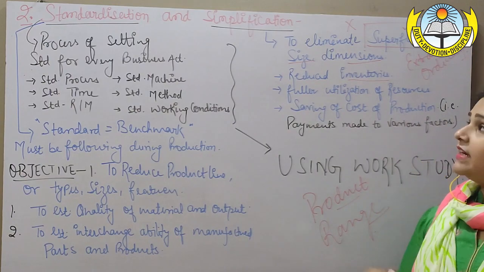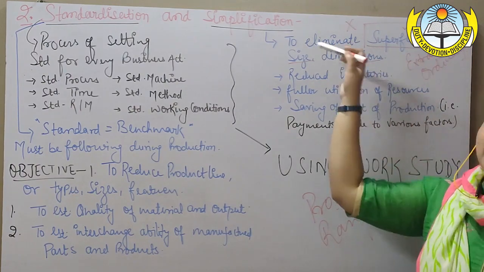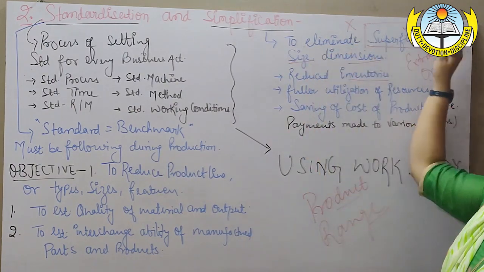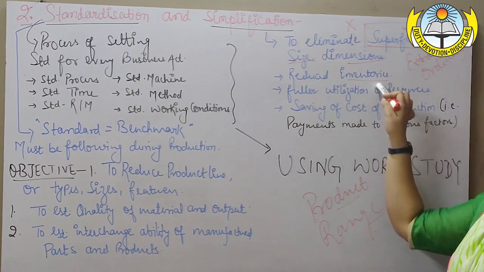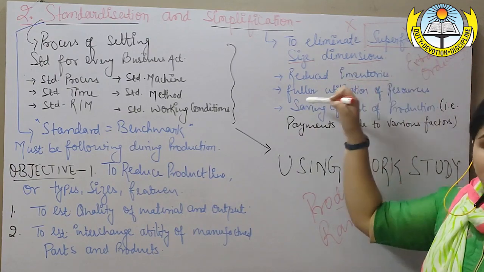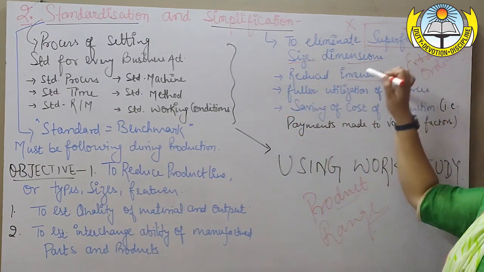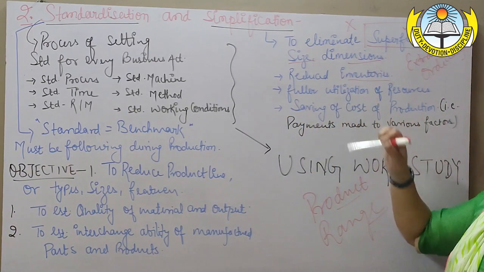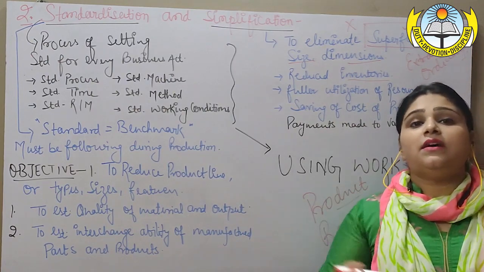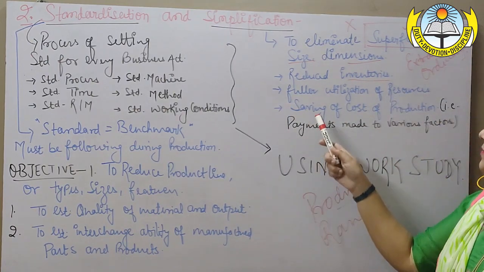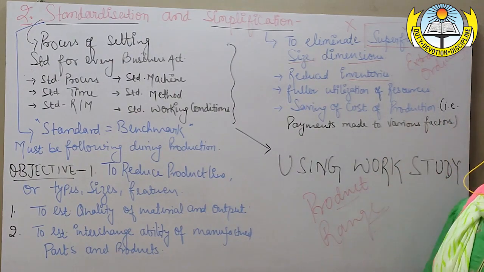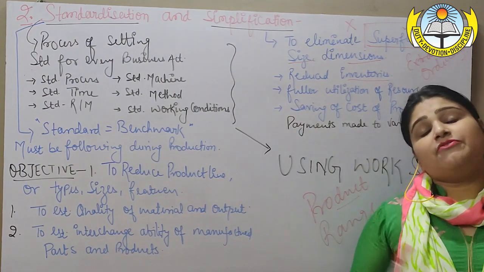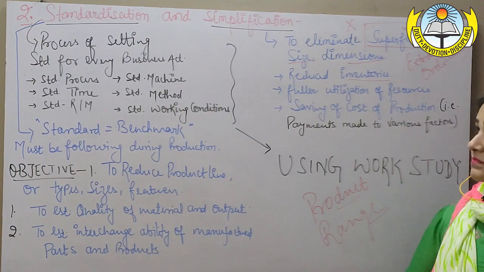So Taylor suggested that if we avoid unnecessary sizes, or you can say product range, this will help us to minimize the requirement of inventory. Once the requirement of inventory is reduced, definitely the available resources will be utilized to the fullest. This will also help to save the cost of production, that is the different payments made to the different factors of production.